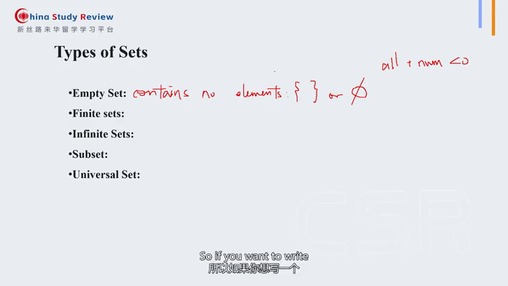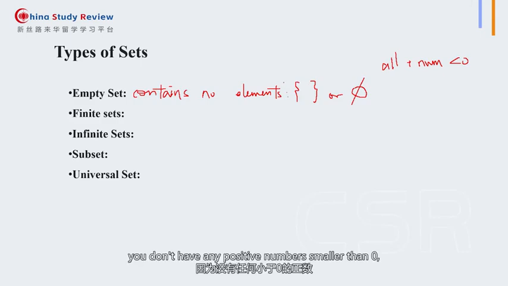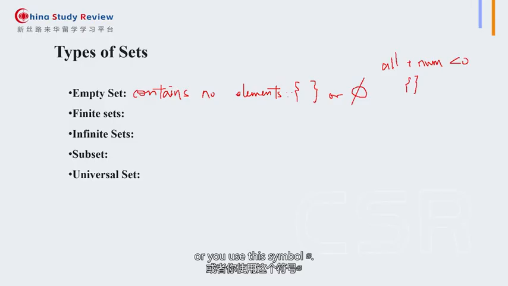So if you want to write a set of all positive numbers that are smaller than 0, you don't have any positive numbers smaller than 0, so it is an empty set. You use these two curly braces with no elements, or you use this symbol.